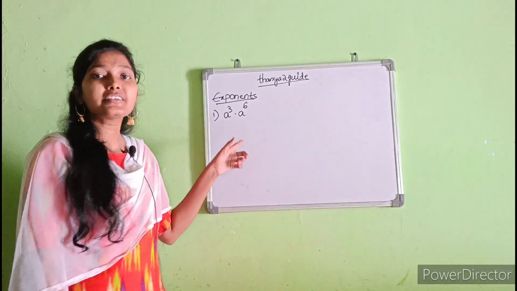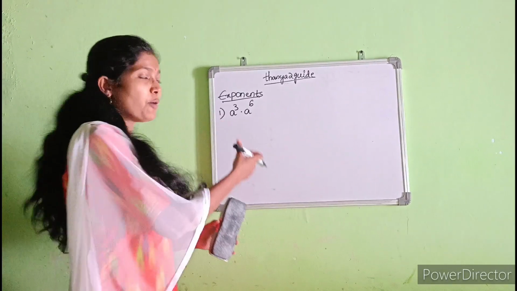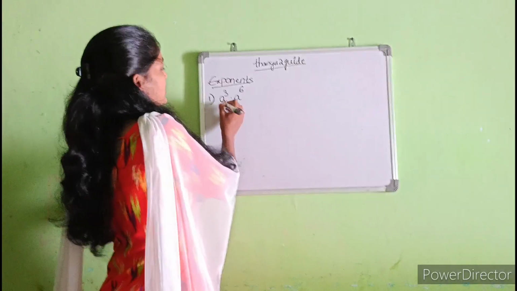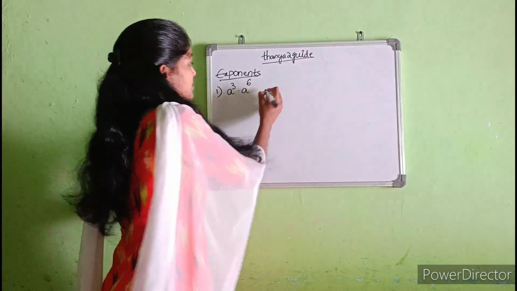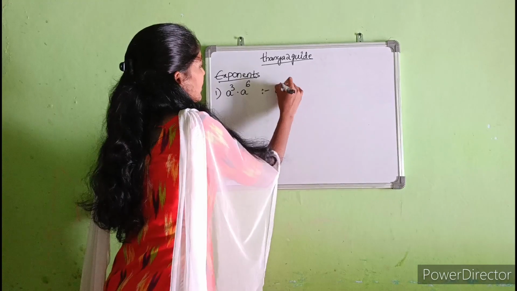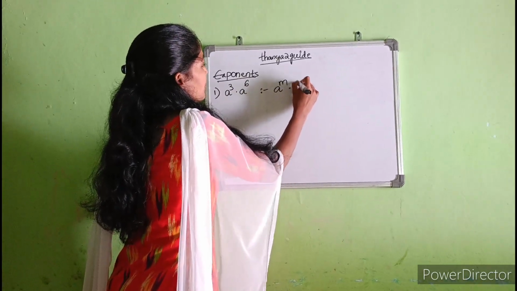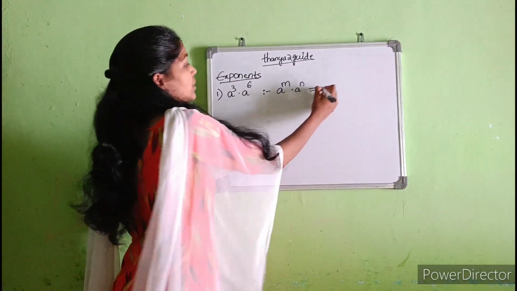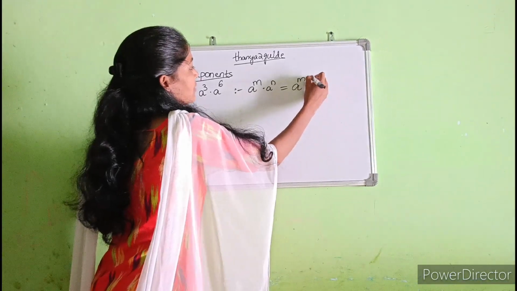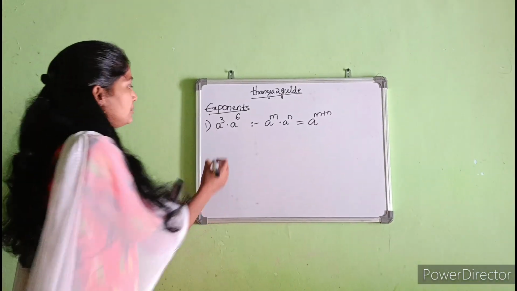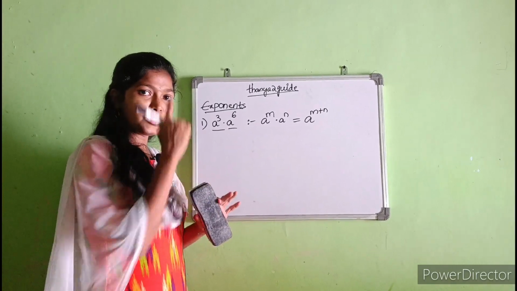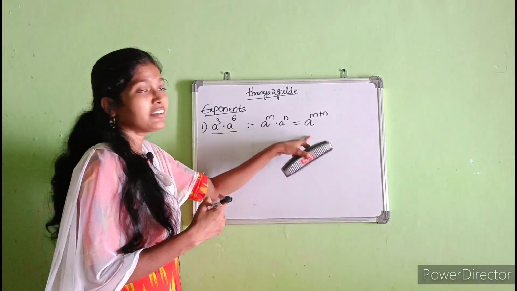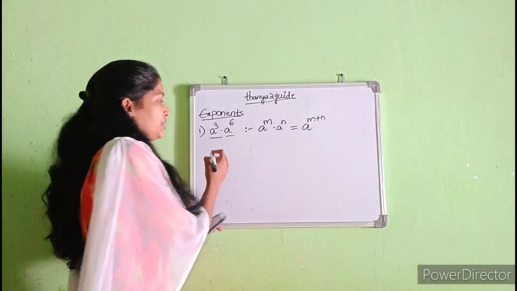Now let us see the first example which is related to the formulas which I have given. The question is a to the power of 3 into a to the power of 6. This is related to a to the power of m into a to the power of n, which is equal to a to the power of m plus n. Now children, see here the bases are same, right? So what we should do? We should add the powers. That is what we have written in the formula, and that's what we are going to do here.